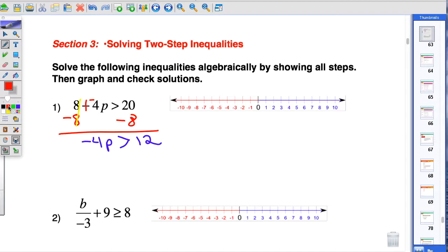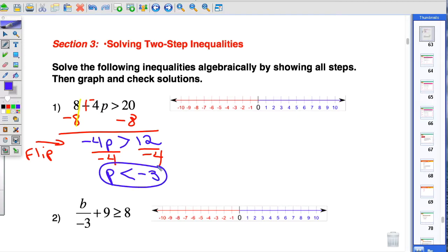What's attached to it is a negative 4, so we're going to divide both sides by negative 4. Because we're dividing both sides by a negative 4, we need to flip the inequality around. So p is less than, and 12 divided by negative 4 is negative 3.